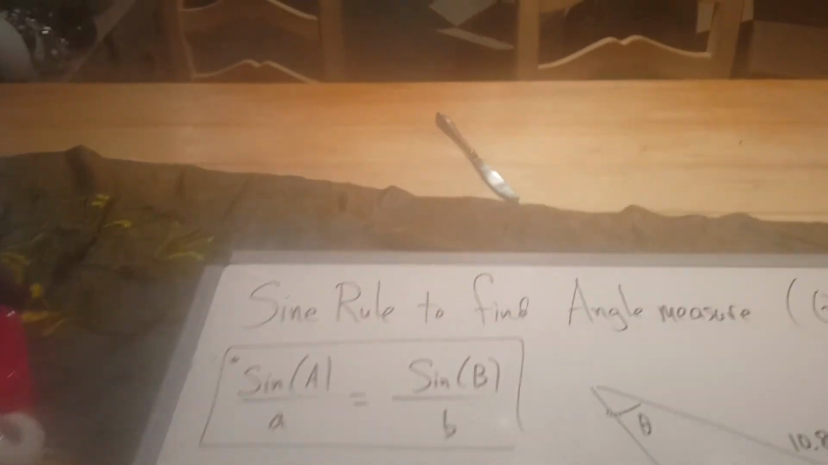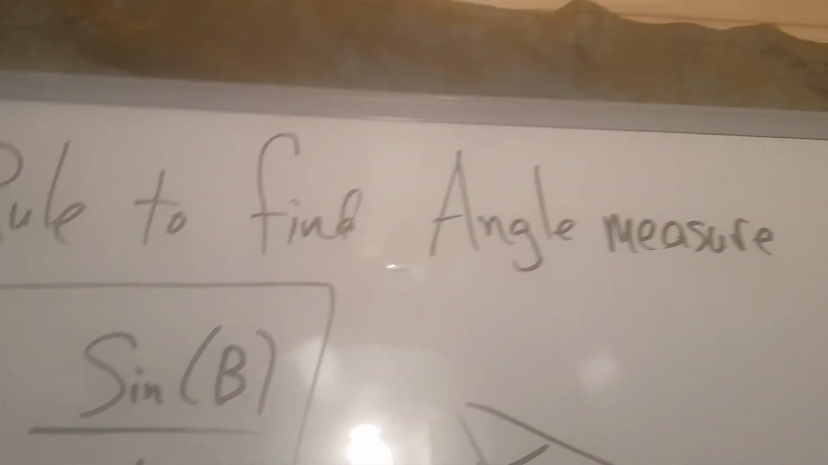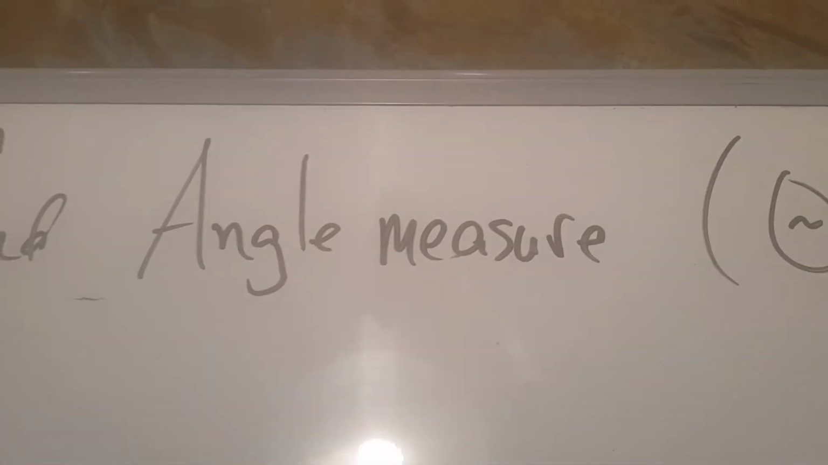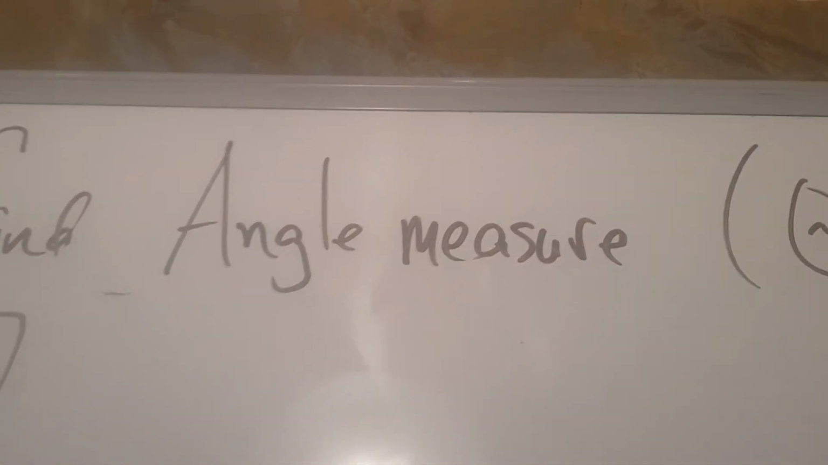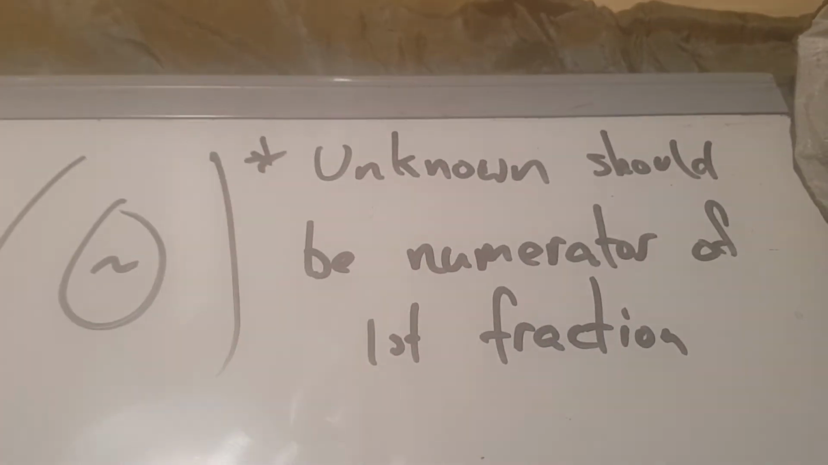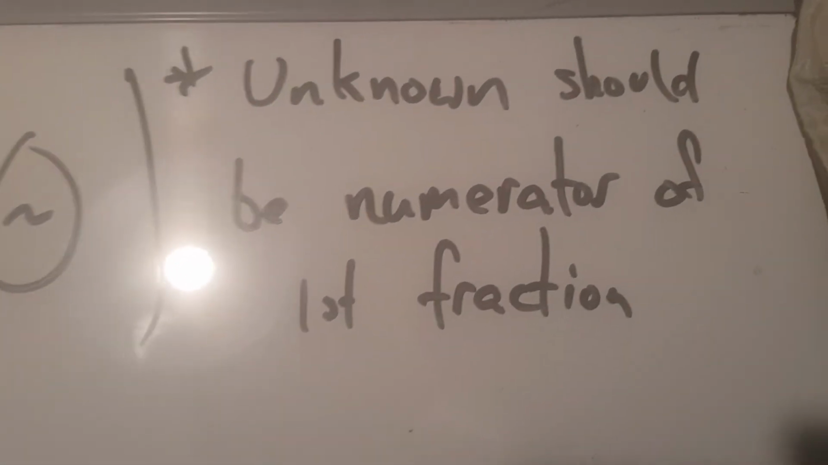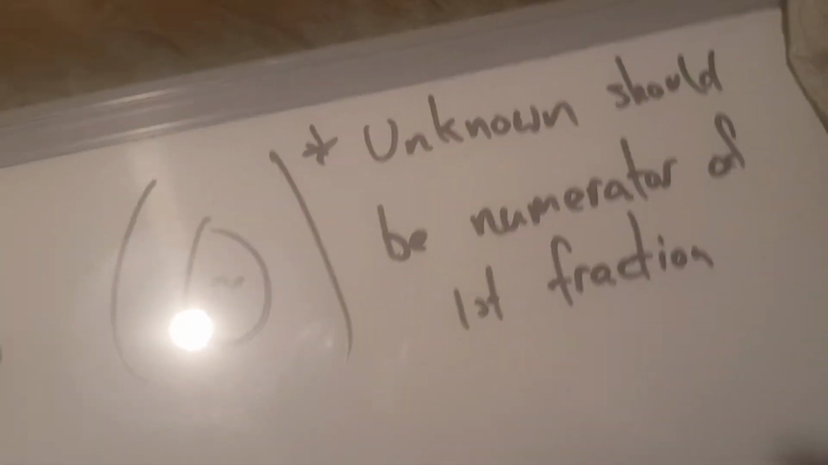Kia ora koutou. In this lesson, we are going to talk about how to use the sine rule to find angle measure. Same thing as with the sine rule for side length. You're always going to let the unknown, the part that you're looking for, be the numerator of the first fraction.